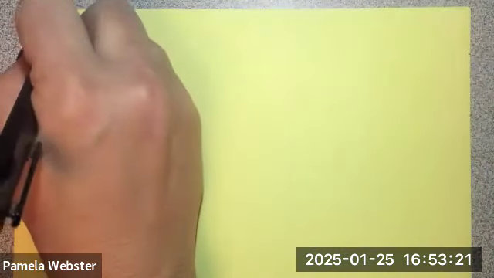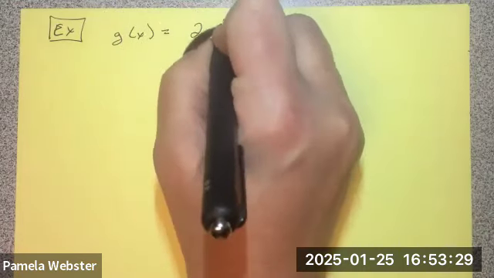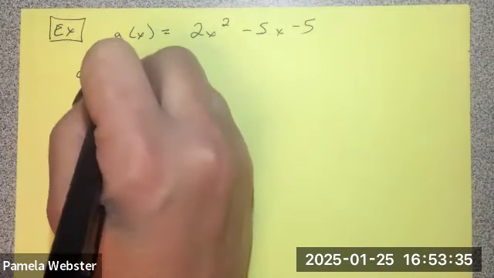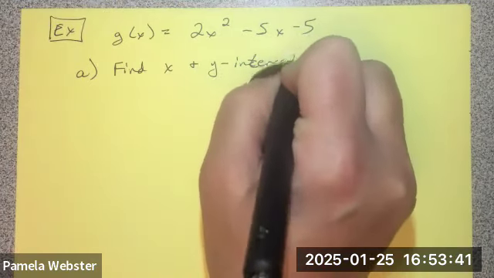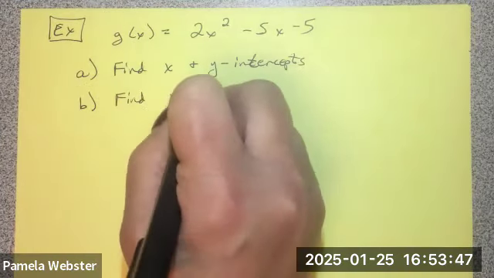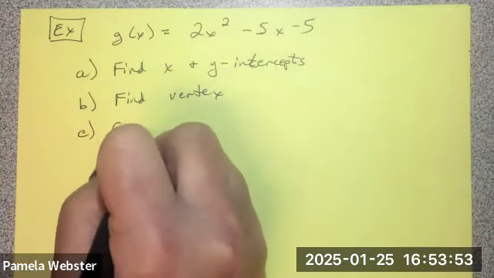Let me scoot on down and get a new sheet of paper. And we're going to look at an example. Yay. Examples are our friend. Okay. It'll say g of x equals 2x squared minus 5x minus 5. And the directions will look like this. Find the x and y intercepts. Find the vertex, which I haven't told you how we're going to do that yet, but we'll get there. And then graph, which we'll talk about also.